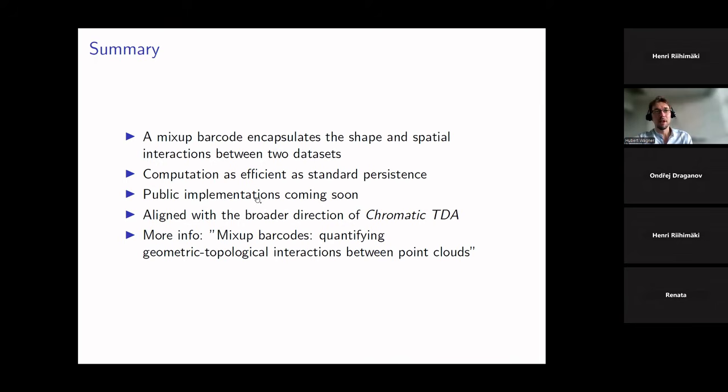So hopefully, for higher dimension data, we'll have an efficient public implementation soon. Ondra already has a really nice Python package for chromatic TDA in low dimensions. So if you're curious about this, or you really care about low dimension applications, I would really recommend this. You can also, with just a little bit of effort, compute mixup barcodes based on his implementation. So that's really nice in low dimensions.